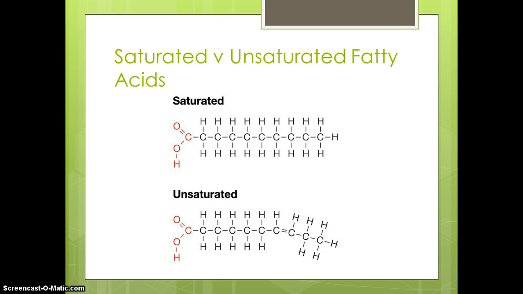Saturated versus unsaturated fatty acids. An unsaturated fatty acid is liquid at room temperature, healthy, and has a bent tail. A saturated fatty acid is solid at room temperature, unhealthy, and has an artificially straightened tail.